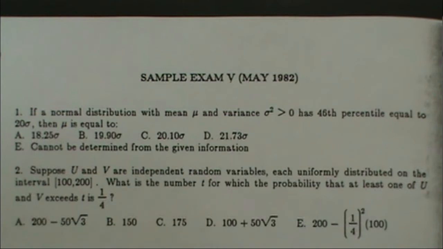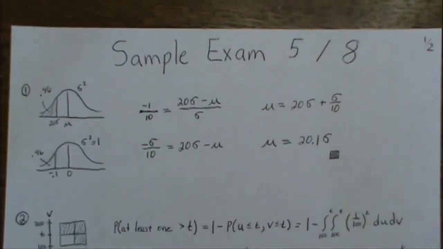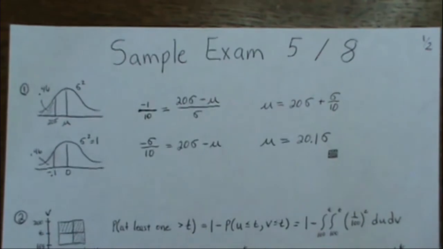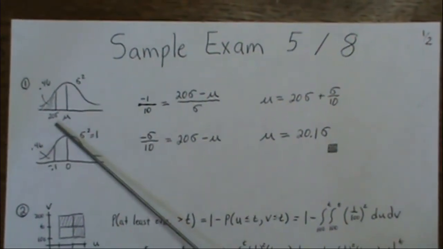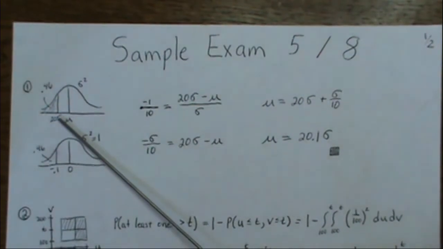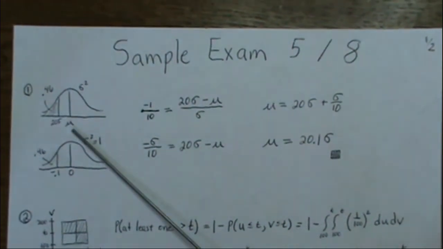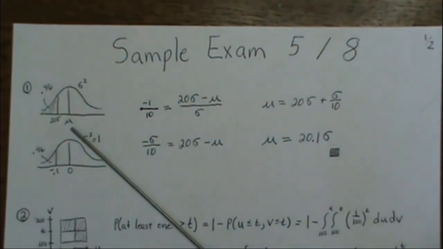5, problem number 1. If a normal distribution with mean mu and variance sigma squared greater than 0 has 46th percentile equal to 20 sigma, then mu is equal to. Sample exam 5, question number 1. We're given that 20 sigma is the 46th percentile, and what value of mu?